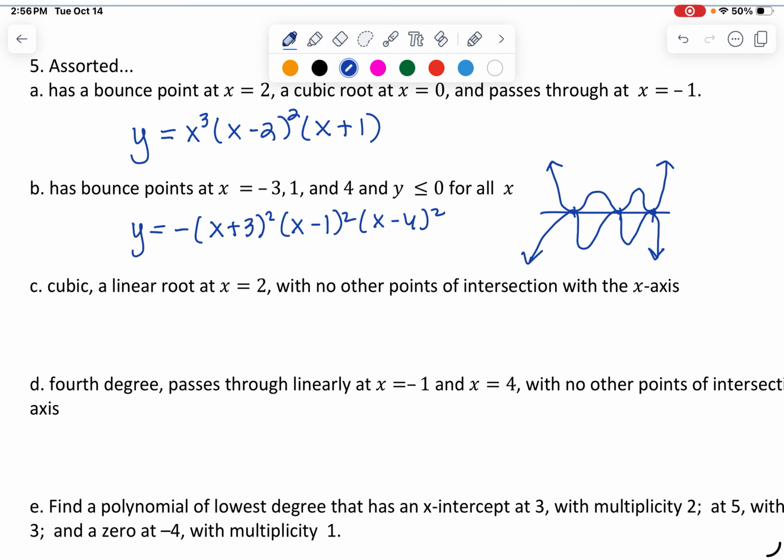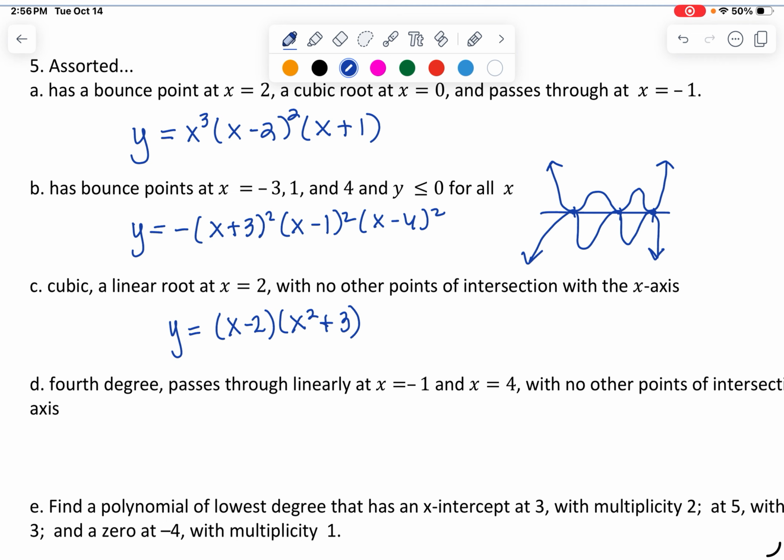All right, a cubic function with a linear root at x equals 2. So y equals, that's going to be an x minus 2, linear root, so just exponent of 1. And then no other points of intersection with the x-axis. So real, no thank you. We want imaginary. So x squared plus 3. And you can use any number there, right? As long as it's plus something, because minus something will give me real solutions.